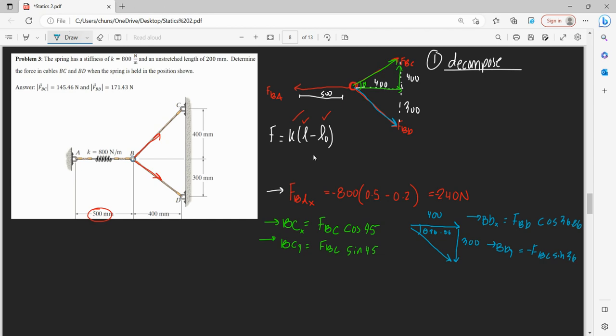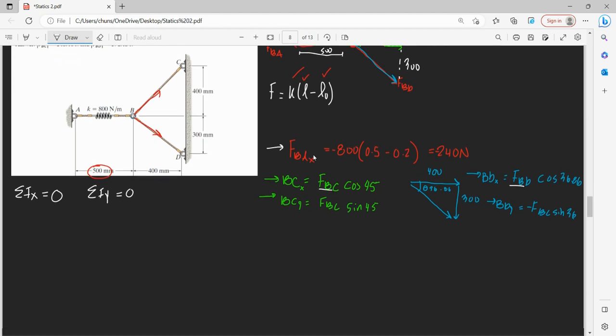Okay, so what can we do now? We're going to add up our components. Because of particle equilibrium, we must ensure that our sum of x components is 0, and our sum of y components is equal to 0. We have two equations and two unknowns, so we can solve for what we need to.